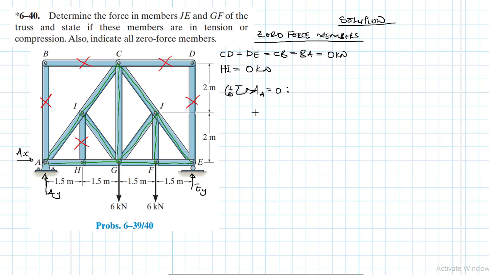So let's go. We have a negative moment from 6, that's 6 by 3. Then we have another negative moment, that's 6 by 4.5. And then we have positive EY by 6.